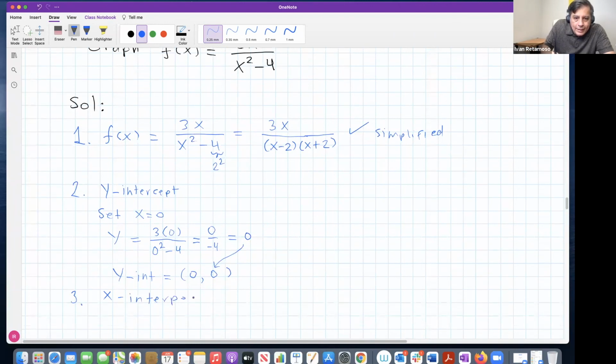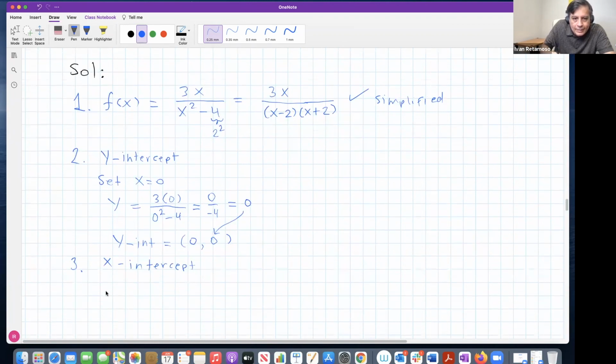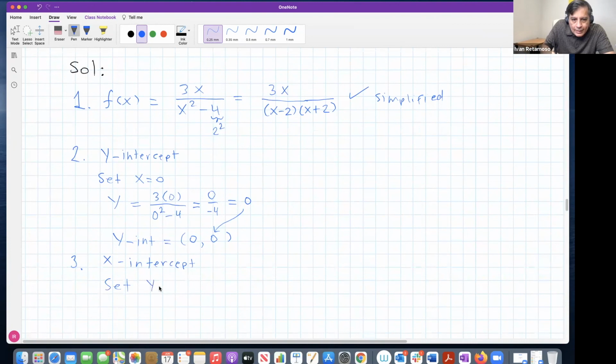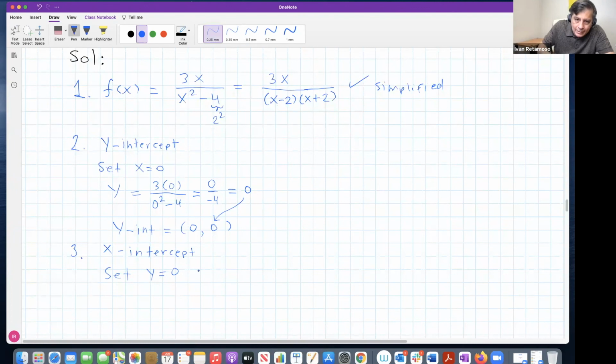The universal method to find the x-intercept is to set the other variable, in this case y, equal to 0 and solve for x. That's the idea. Right here is in case you want to remember this: set y equals 0 and solve for x. That is how you universally find your x-intercept. So here y is now 0, and then you are supposed to solve for x.